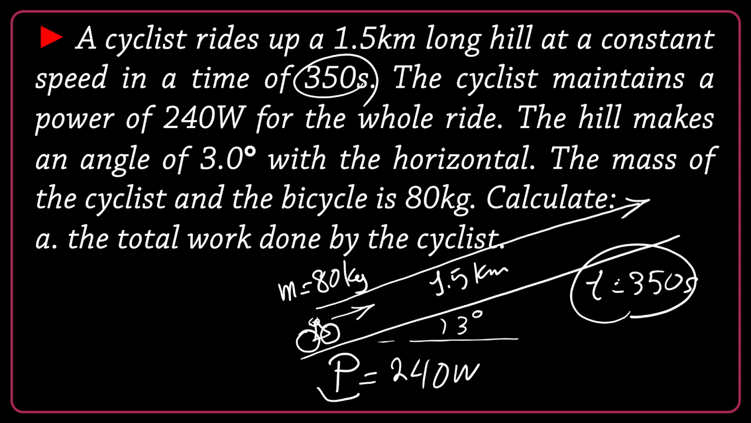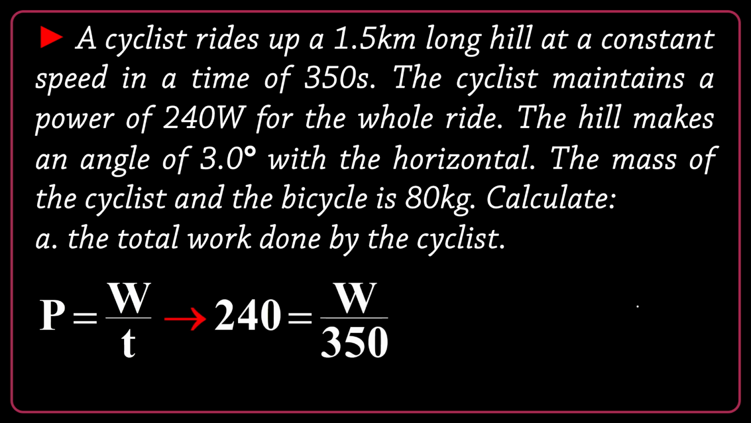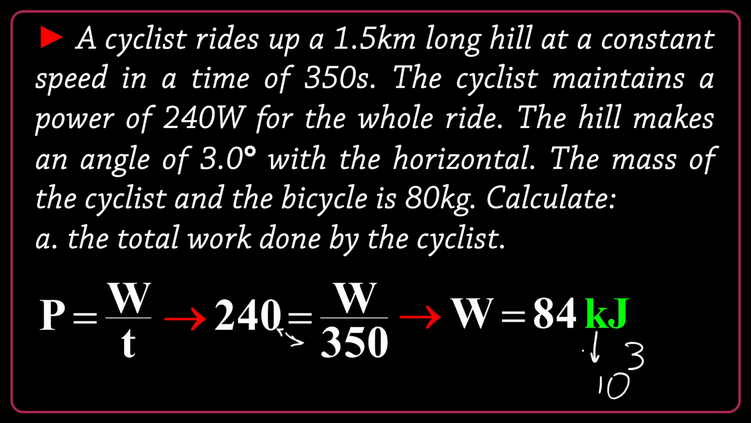Don't bother yourself, it's very easy because we know the power, 240 watts, and also we know the time, 350 seconds. So the answer is very easy, just multiply 240 by 350. The answer is 84 kilojoules. Again, kilo here stands for 10 to the power 3 for abbreviation.